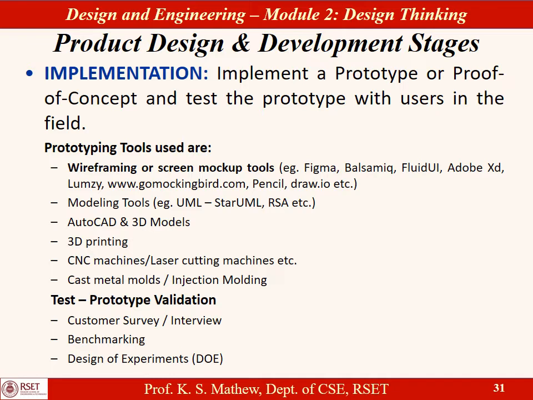Now we have 3D printing technology, so you can even create a 3D model of your final product, either in full 100% scale, or at a reduced scale. You can make the 3D model easily in a few hours using 3D printing. CNC machines, laser cutting machines, cast metal molds, injection molding, all these can be used for prototyping mechanical products.